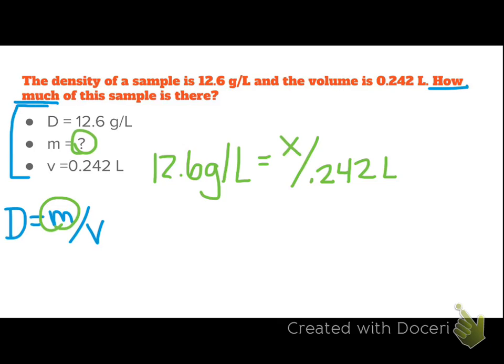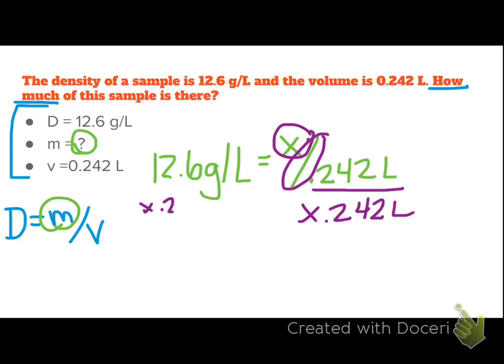So from here, we just need to solve for M. Since the variable I'm solving for is in my numerator, I can go ahead and do some real quick math. I can multiply each side by 0.242 liters, because I am dividing on this side. If you do that math in your calculator, 12.6 times 0.242, you're going to get 3.05 when we round. Now, looking at my units, liters cancel, and I'm left with grams. So I have 3.05 grams of whatever this substance is.